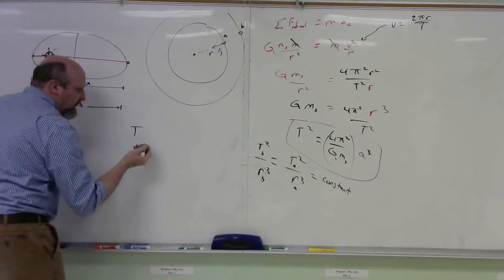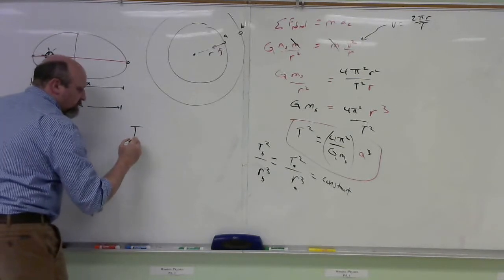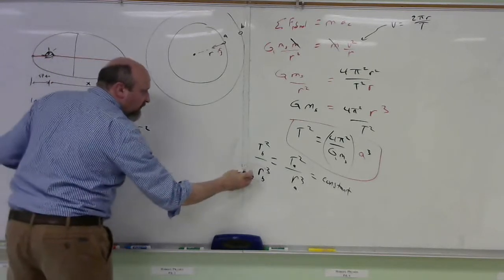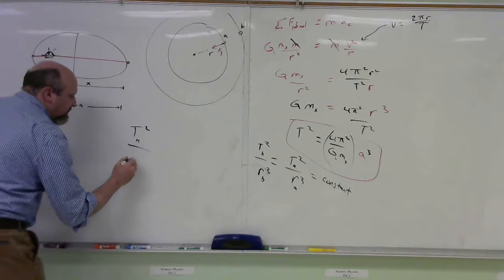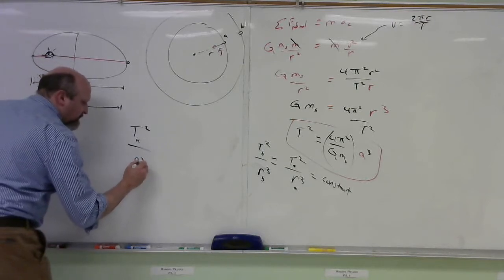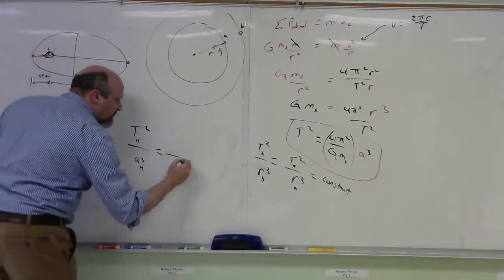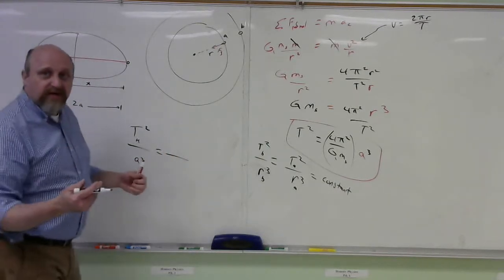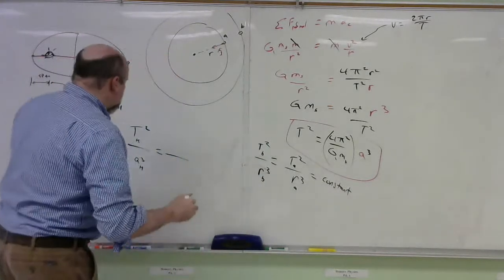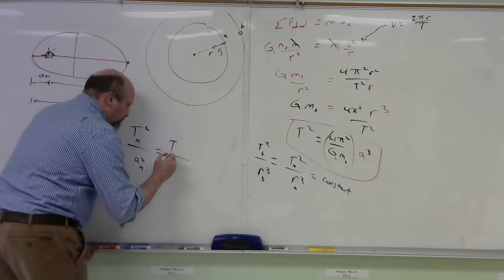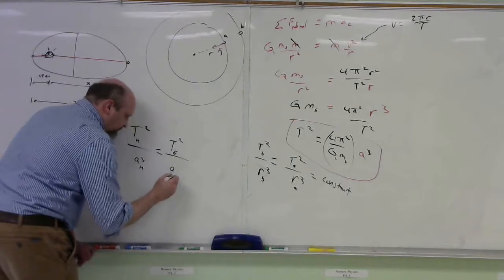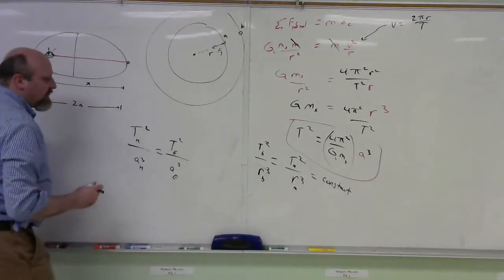The period for Halley's Comet squared over that, and then instead of r, we're using the semi-major axis. That's a for Halley's Comet cubed, has got to be equal to... let's do something else we know that's going around the sun. Let's use the Earth. So we'll do the period for the Earth squared, because we have that data, and it's actually going to be really nice in this calculation. And those will be equal to each other.